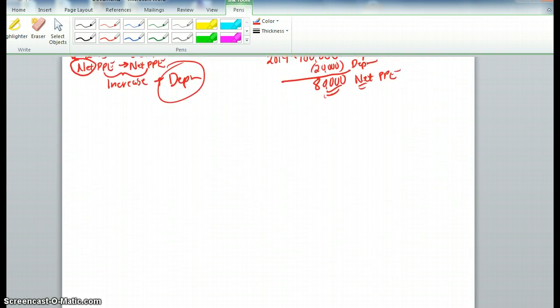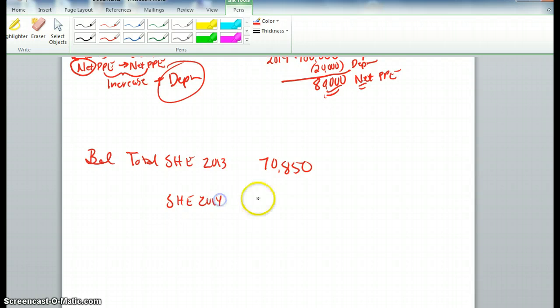Let's see if part C needs any hints. You will just be explaining, you can see on the balance sheet that your total stockholders' equity in 2013 was 70,850, and then you see that the stockholders' equity in 2014 is 82,025. What you are in essence doing is just explaining that change. What made it go from 70,850 to 82,025?